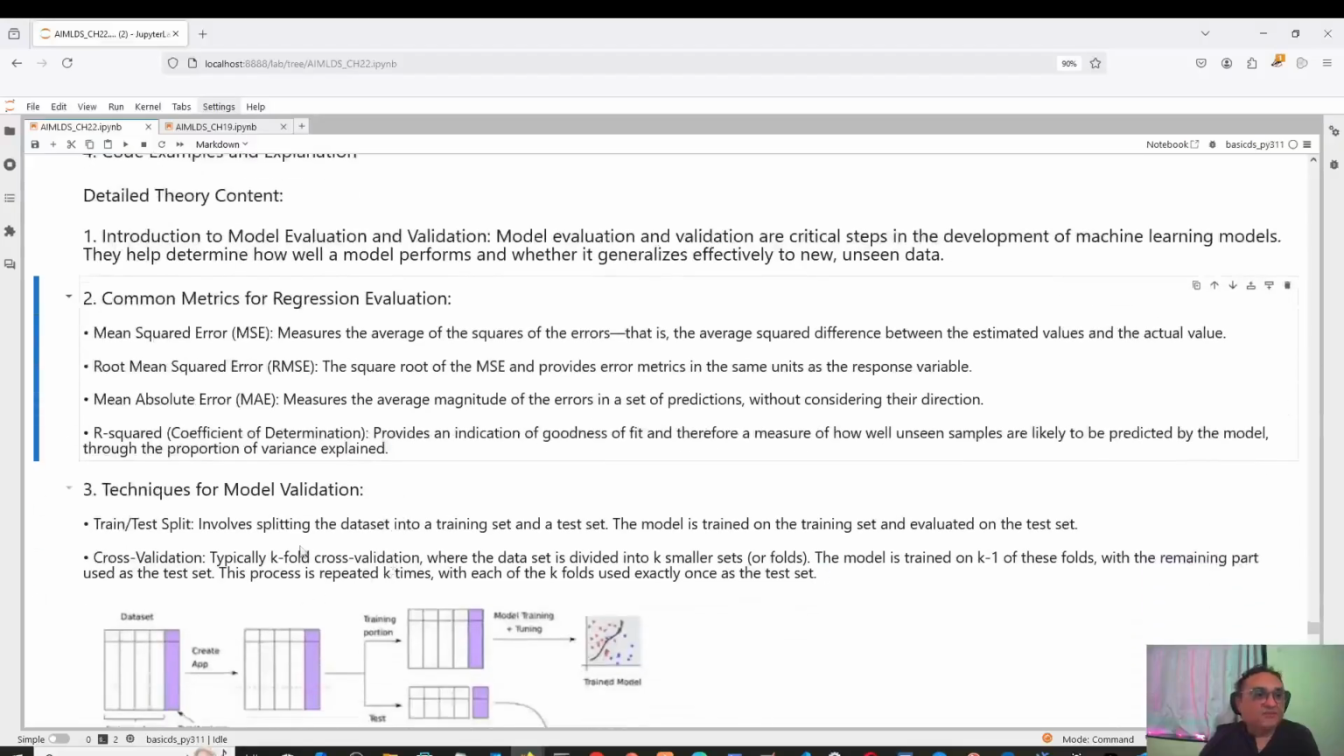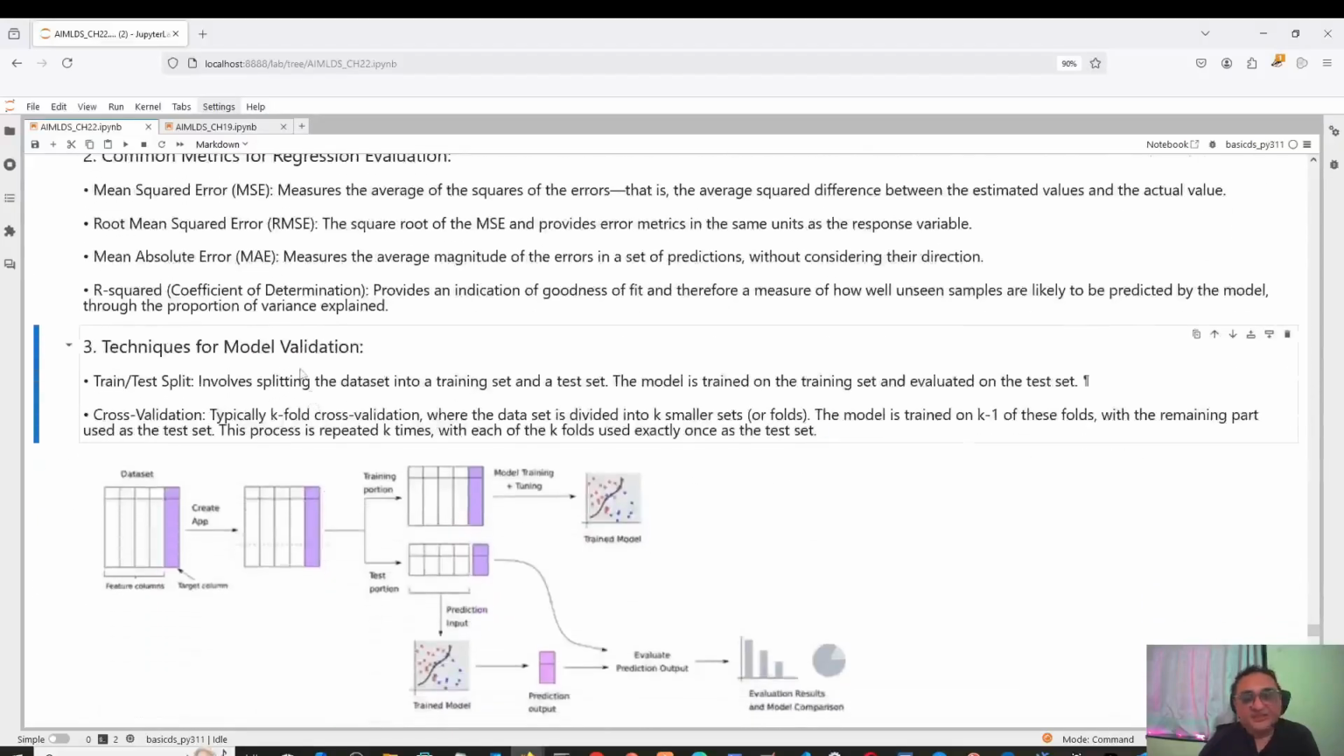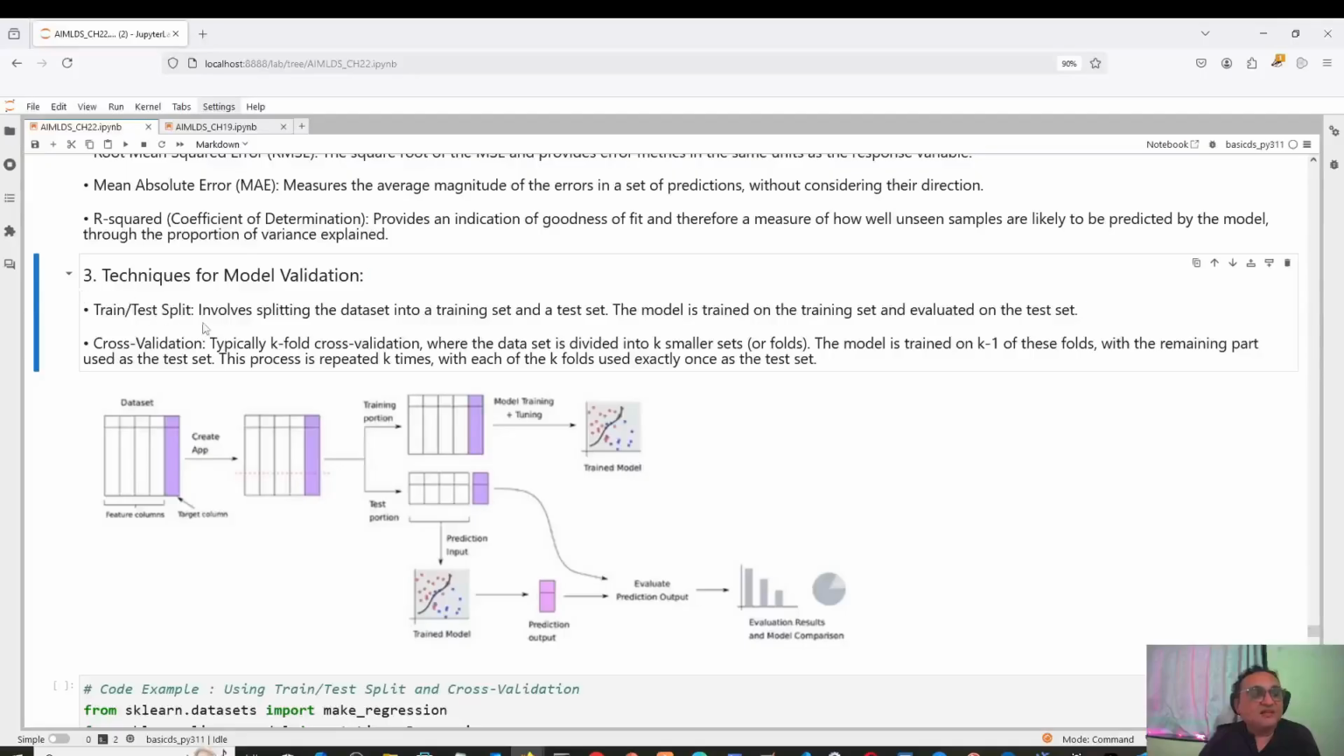Okay, fine. Now these are the techniques for model validation. Train test split involves the splitting of the data. This is not yet a train test split. This is the whole data set with features and the response variable. When I color one column purple, that means I have separated the feature matrix, white colored, and the response vector, purple colored. So X and y, capital X and small y, are separated.